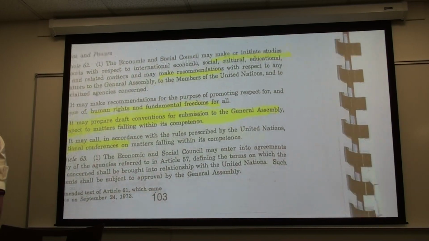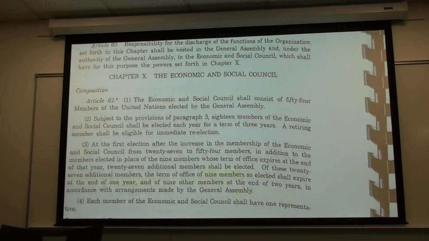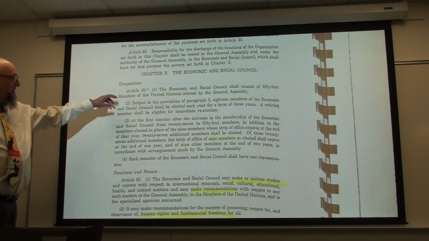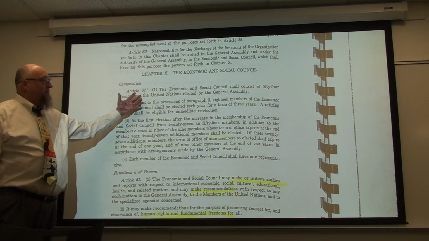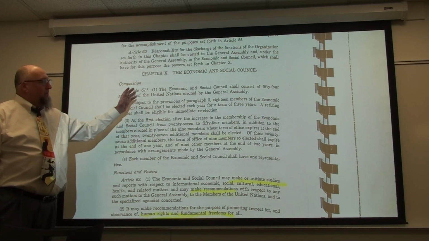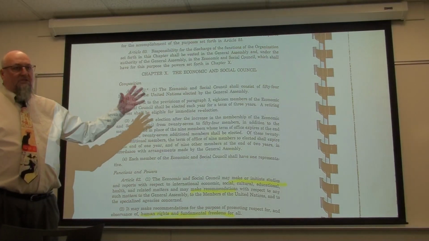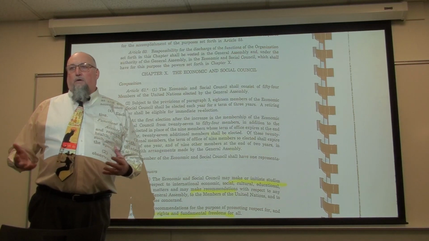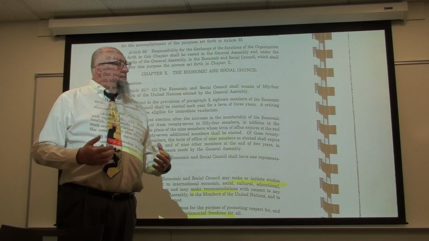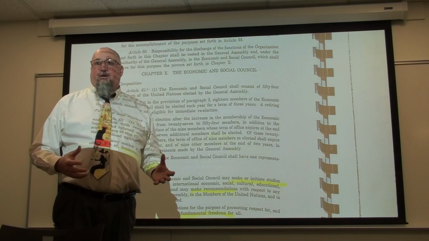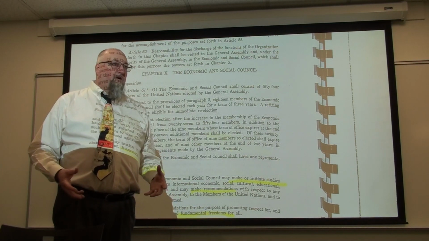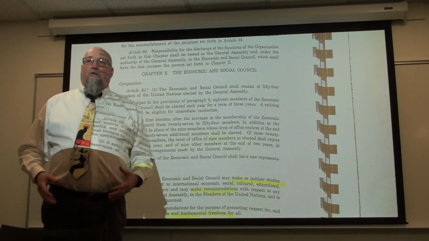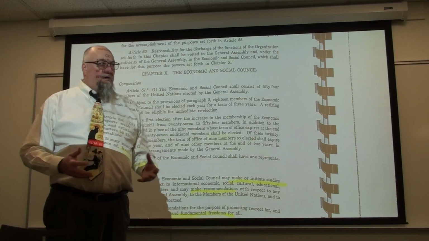Okay, Economic and Social Council, under Chapter 10. The Economic and Social Council shall consist of 54 members of the United Nations. I'm not going to spend a lot of time on it, but basically ECOSOC is like the administrative arm and coordinating organ of the United Nations, very similar to the administrative agencies within our own federal government and state government for that matter. This is where we find a lot of the social service type organizations and the coordination among them.